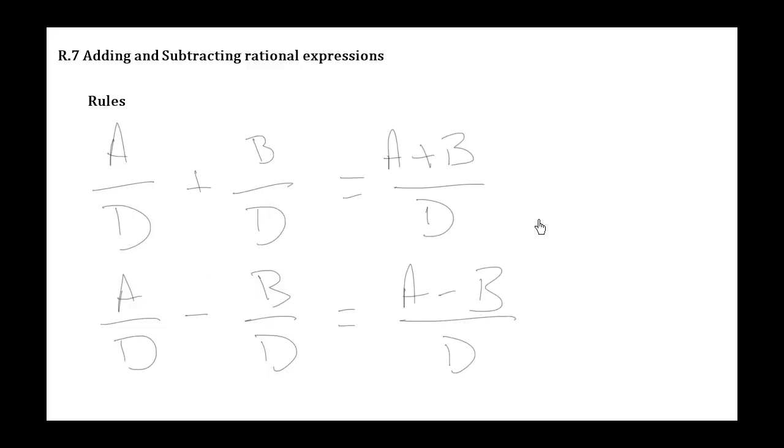The important thing is you must have a common denominator. For both of these, both have that common denominator. If the bottoms aren't the same, you can't add the tops together. So let's start with a couple of easy examples.